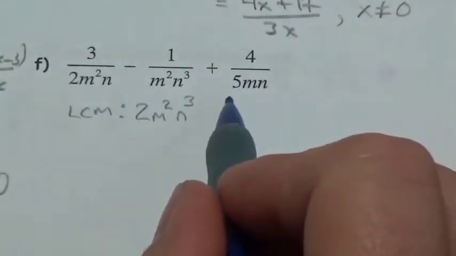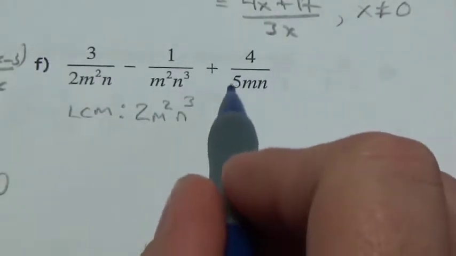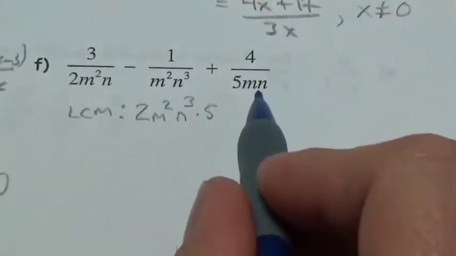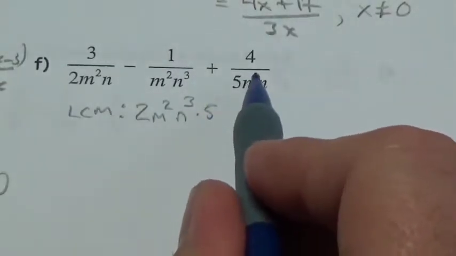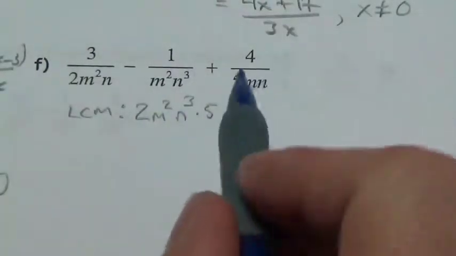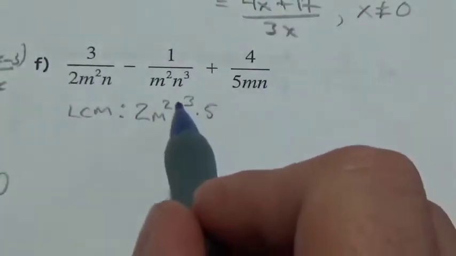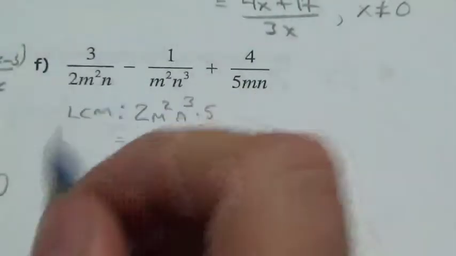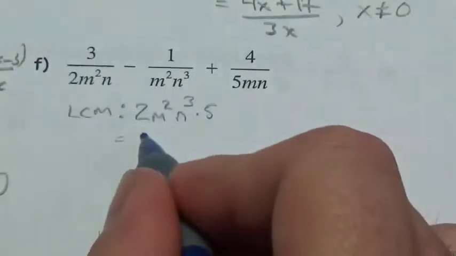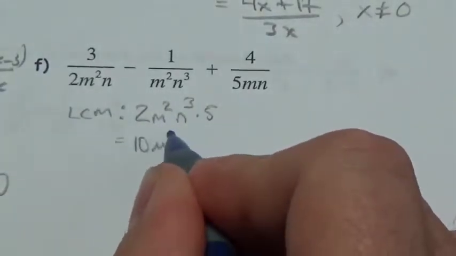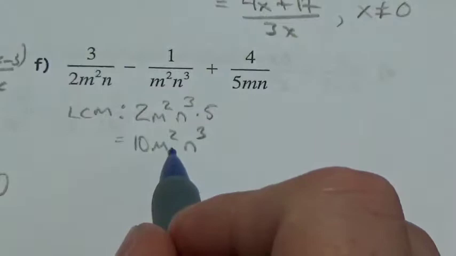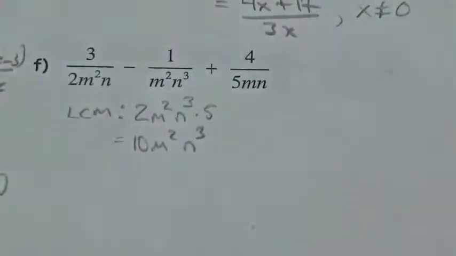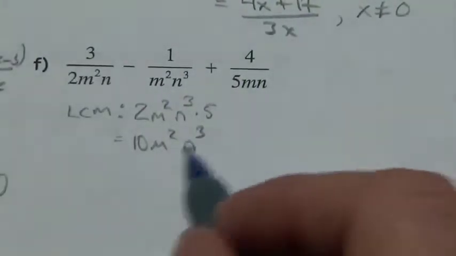Now come over here. This denominator has a factor of 5 in it. Okay, there is no factor of 5 here, so I have to introduce a factor of 5. This has a factor of m to the 1. Well, this has got 2 of them, so I'm covered. This has got an n to the 1, and I've got 3. Again, I'm covered. So putting that all together, the least common multiple of the denominators here is going to be 10m squared n cubed. This has got every single denominator represented in it. It's more than each one of those, but it has at least each one in it.